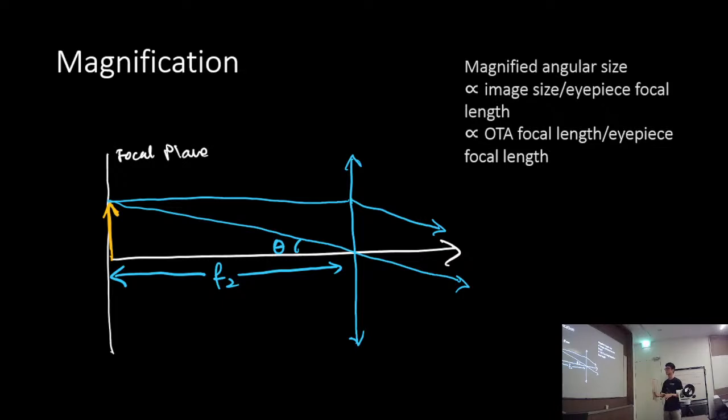Right. So based on this, you can calculate the magnification as follows, which is what I said earlier: the focal length of the telescope divided by the focal length of the eyepiece. The reason for that is that the size of your image is proportional to the focal length of your telescope. But it's also inversely proportional to the focal length of your eyepiece. So to get magnification, you divide the telescope focal length by the eyepiece focal length. Okay?